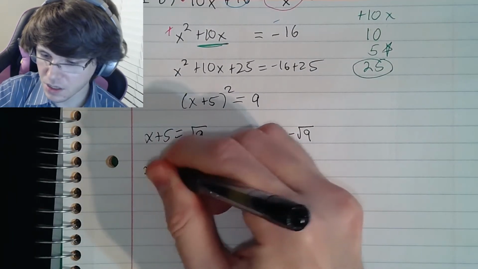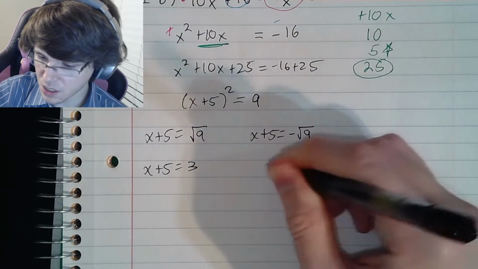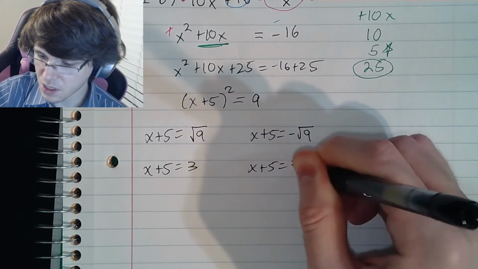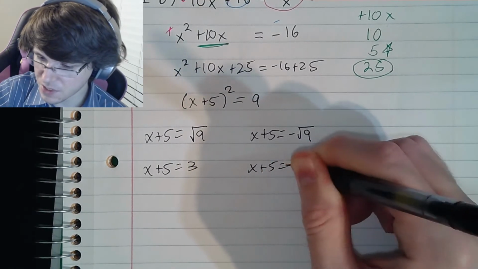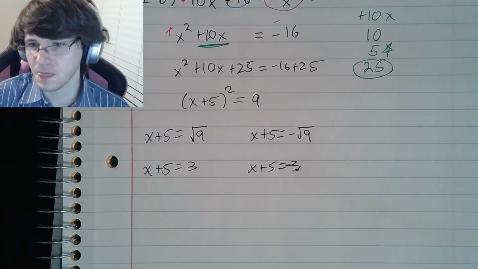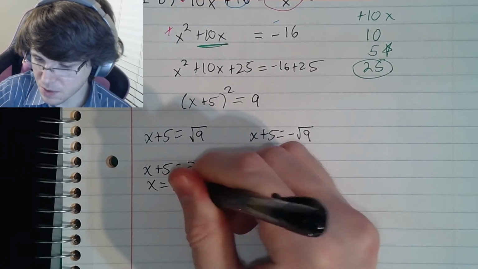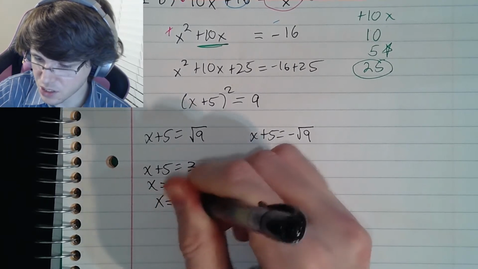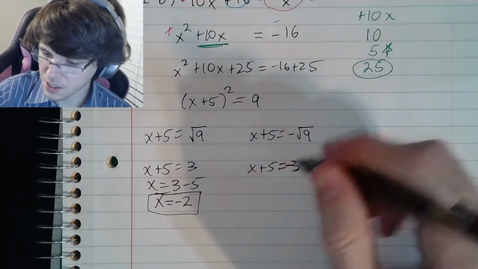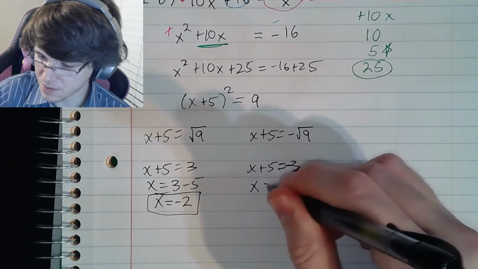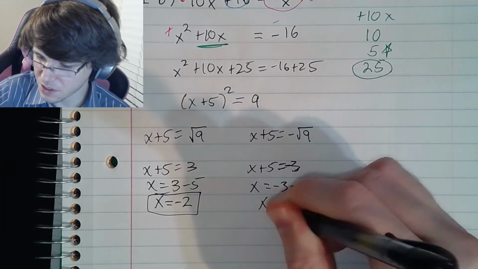Continuing on, x plus 5 equals 3, x plus 5 equals negative 3. I forgot the negative sign there. Oh my gosh. And then I've got to move that 5 to the other side, so that becomes 3 minus 5, which is negative 2. And this one becomes negative 3 minus 5, which is negative 8.